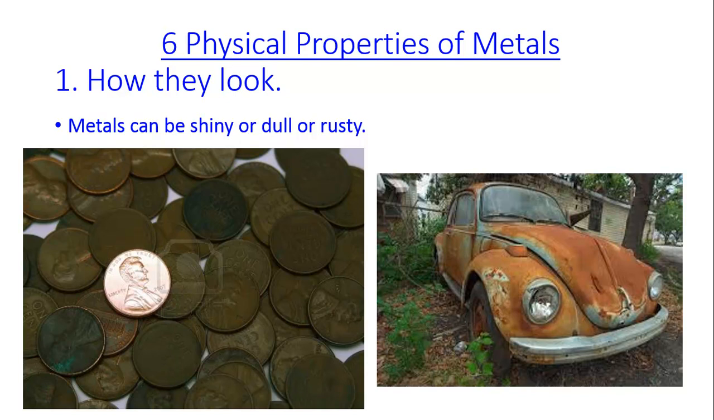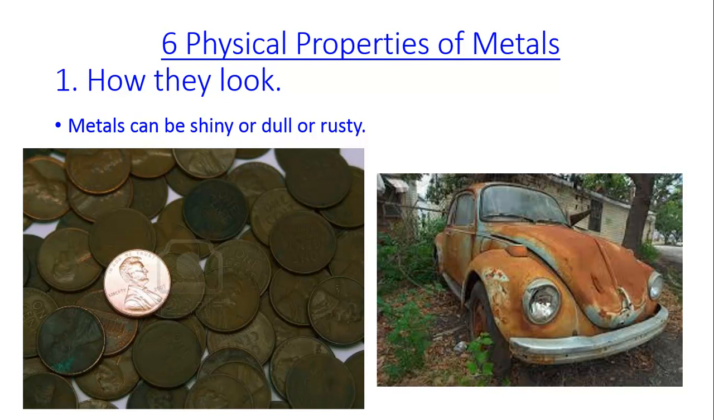The first one I want you to remember is how they look. Metals can be shiny or dull. If you take a look at the picture on the left, you see a pile of pennies, and they are all tarnished. They've gone through a chemical reaction with oxygen called an oxidation reaction, creating the tarnish, the dark color on the surface, and that is dull. You can clean the metal and make it shiny again. It's very easy to do.